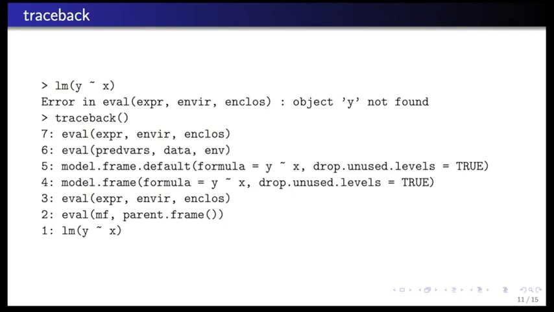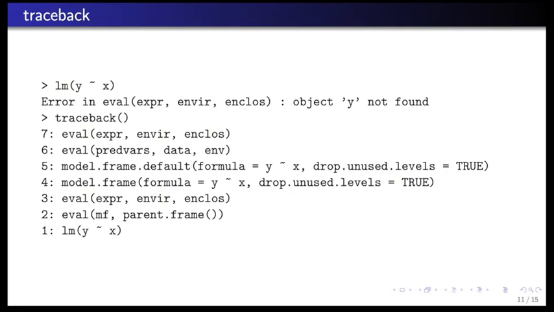And the lm function is a little funky, so I don't expect you to understand all this. But lm called eval on what's called the model frame. Then that called eval again, which called the model frame function, which called the model frame default. Model frame is a generic function. That called the model frame default function. That called the eval function again on this. And at the 7th level here, that's where the error occurred.